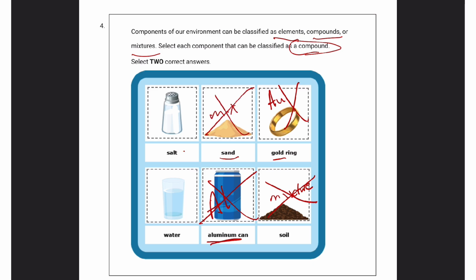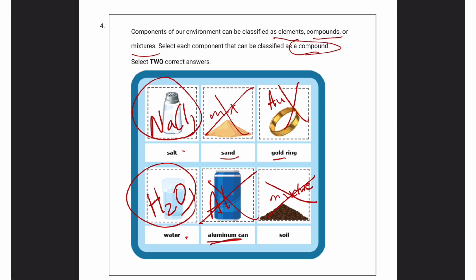So that leaves us with salt and water. Well, we did learn that water was H2O. We talked about that a lot. So that's one. And we talked about salt was NaCl. We've seen this one. So those were our two best choices.